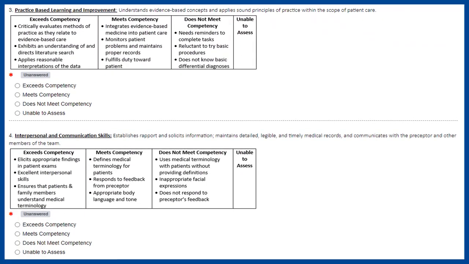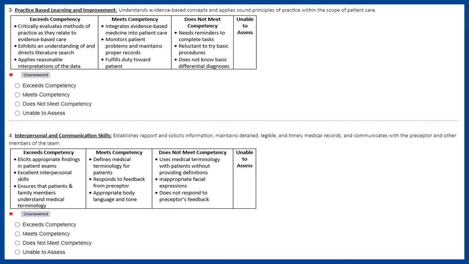The third category is practice-based learning and improvement. Does the student doctor understand evidence-based concepts, and do they apply sound principles of practice within the scope of patient care? The fourth is interpersonal and communication skills.